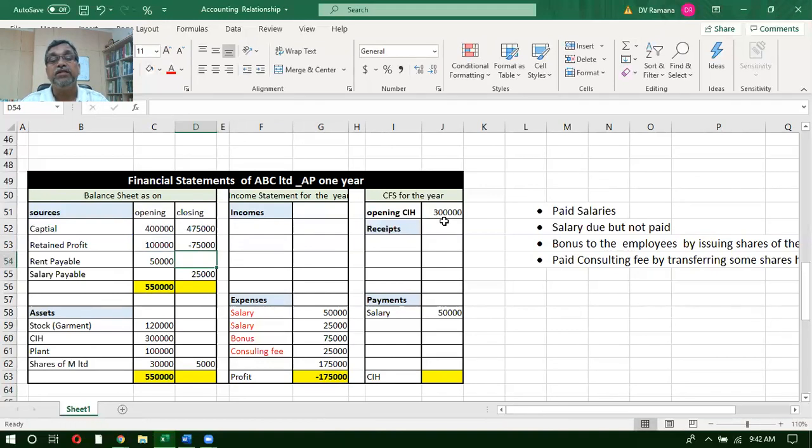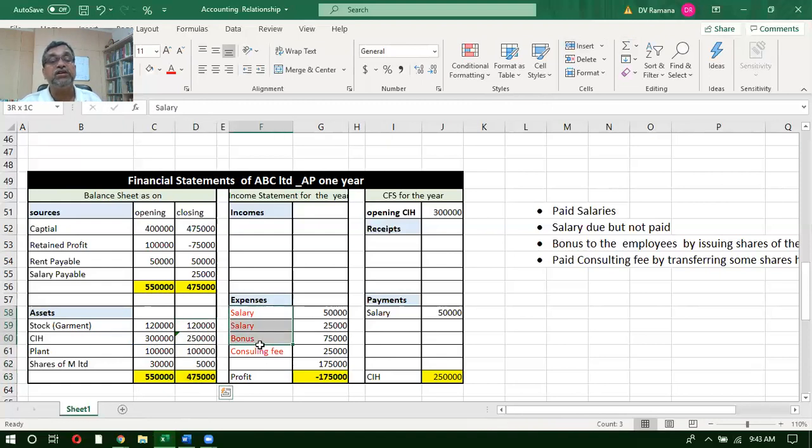Observe this, okay? There are no cash receipts during the period except the opening cash, and the payment is only 50,000. So therefore, cash in hand comes down to 50,000. No change in the rent payable. So the sources are equal to 475. No change in the stock, no change in the plant. So the total of the sources should be equal to the assets.